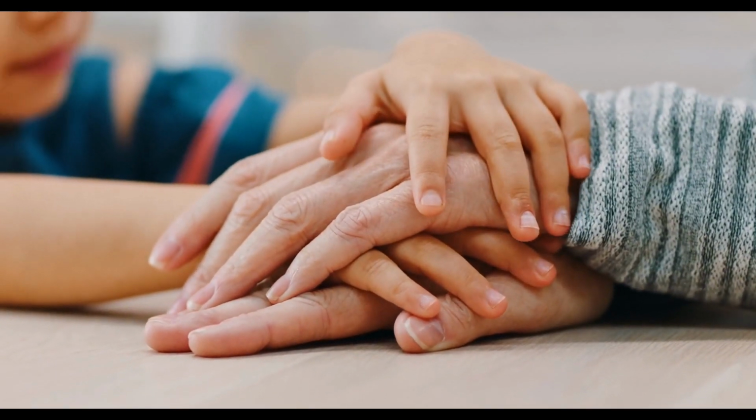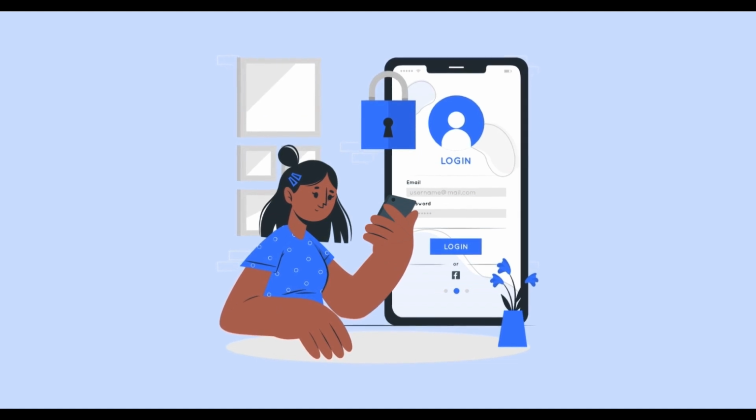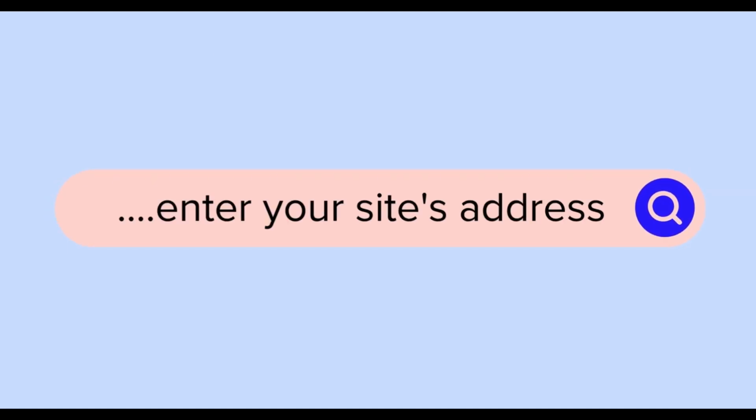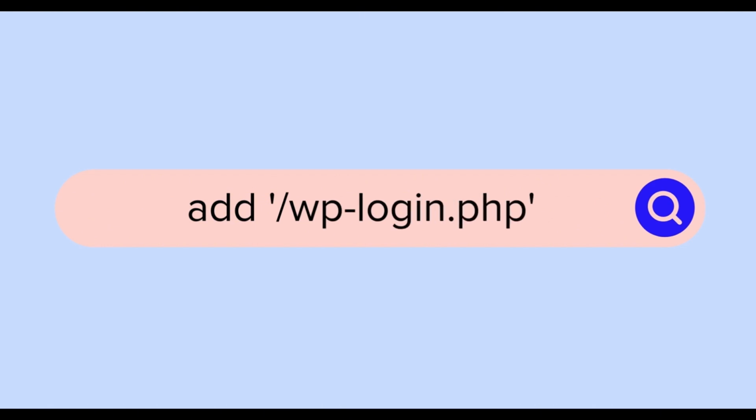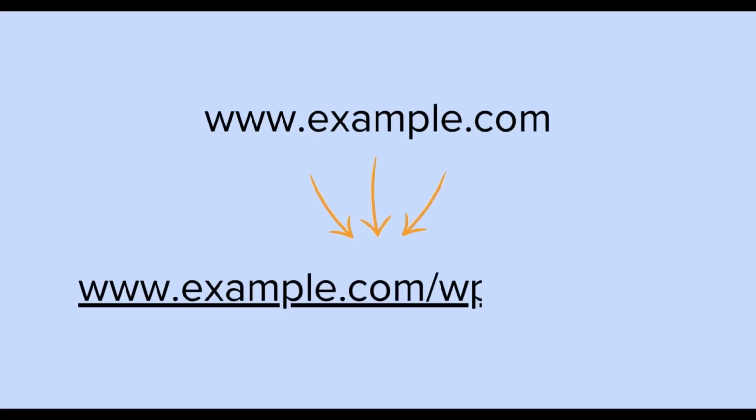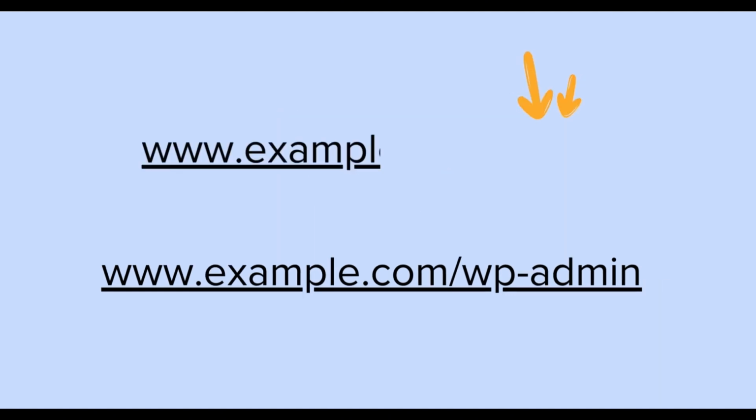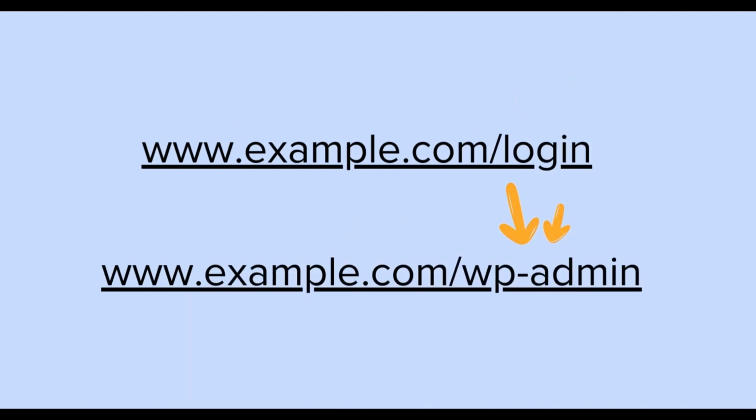Let's dive in. To log into your WordPress website, open your web browser, enter your site's address, then add /wp-login.php at the end of the URL. For example, if your domain is www.example.com, your login URL will be www.example.com/wp-login.php. Alternatively, you can use /login or /wp-admin.